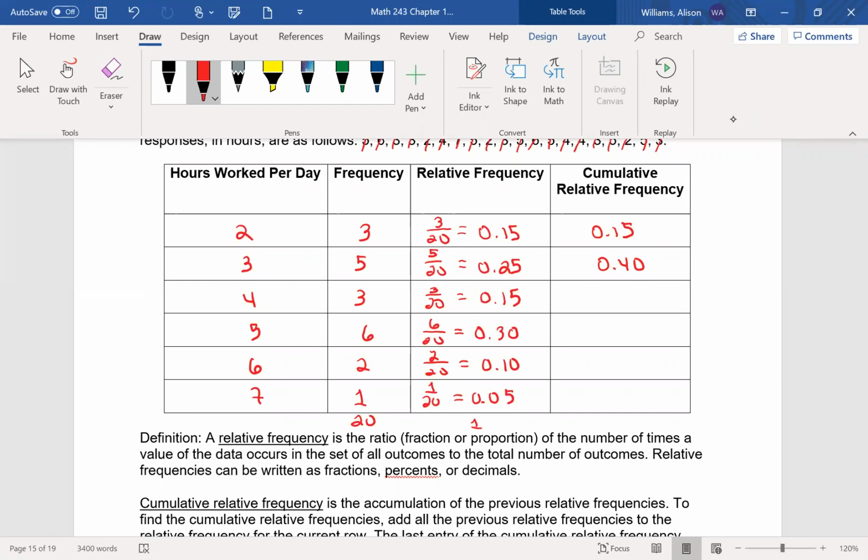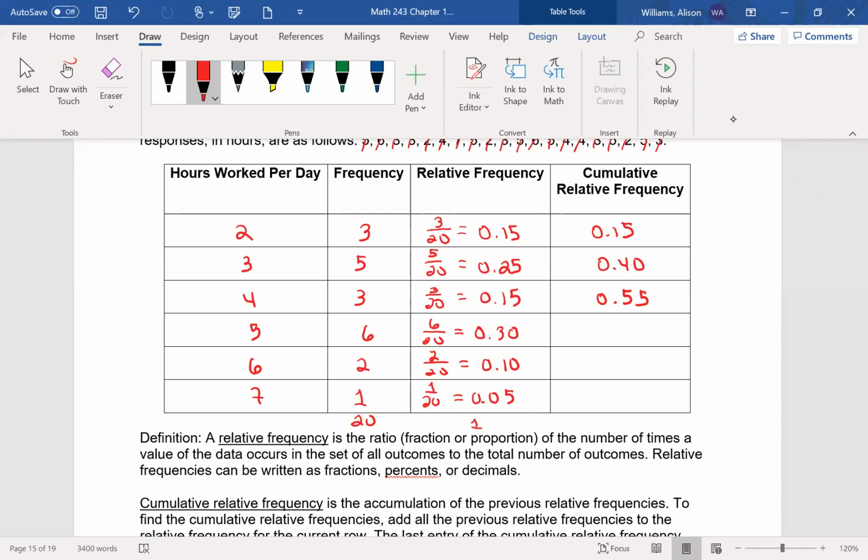So 40% of people said they work 3 hours a day or less. For the next one, I'm going to add the 0.15. I'm adding up all three of these, this one, and this one. So that's what I'm doing. I'm adding up all three of those. So that totals up to 0.55, or we're saying that 55% of people who answered worked 4 hours or less per day.